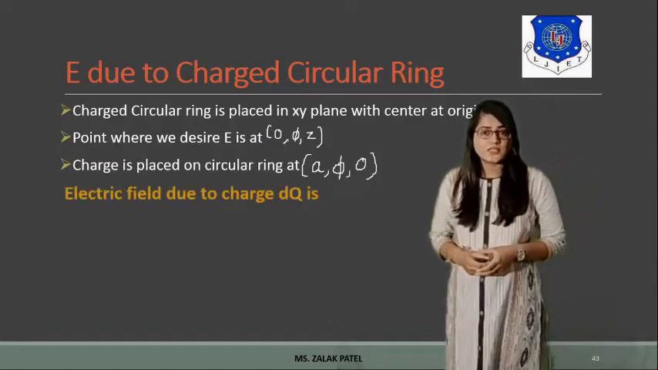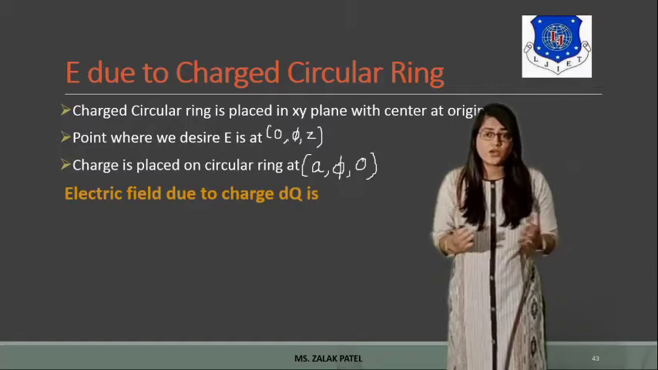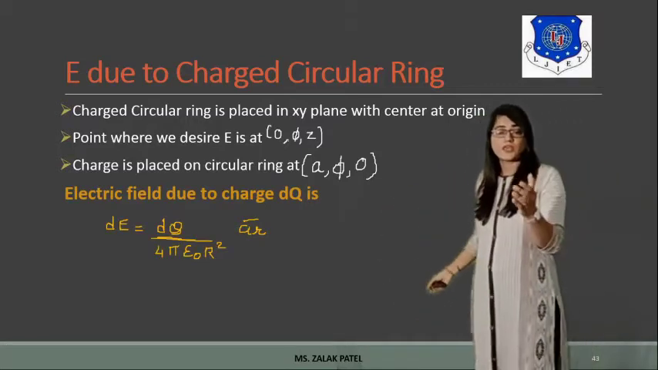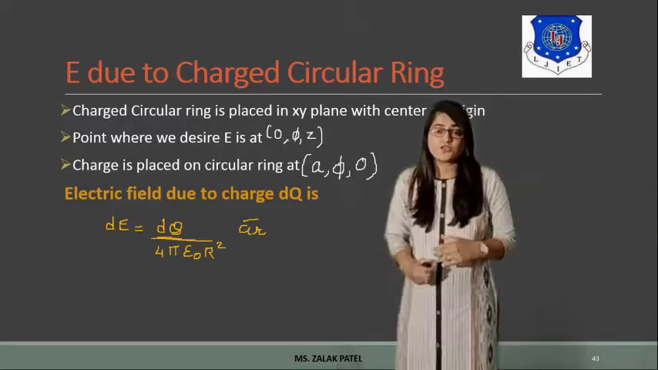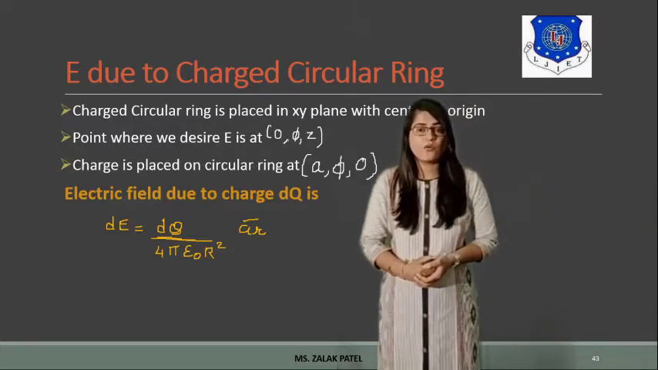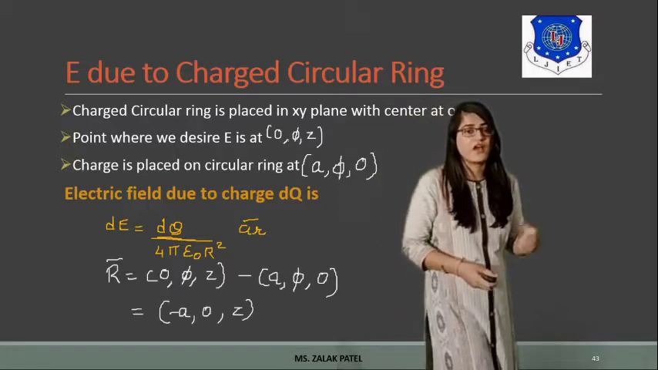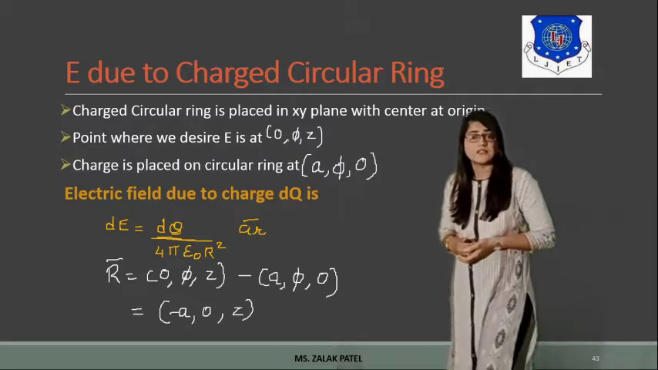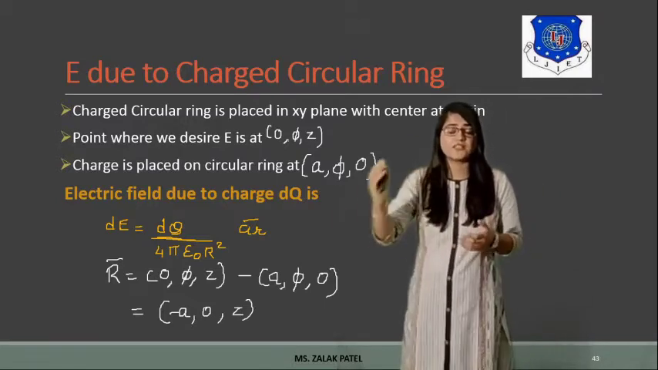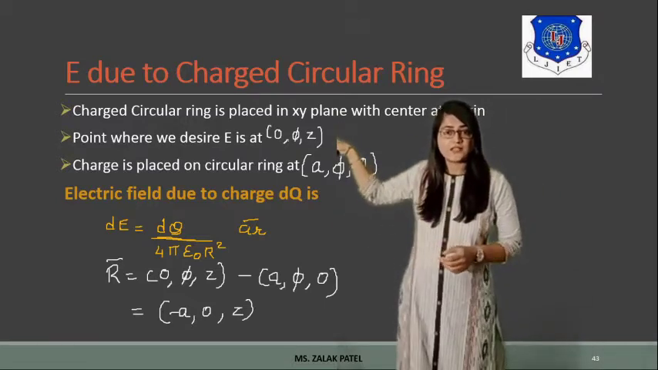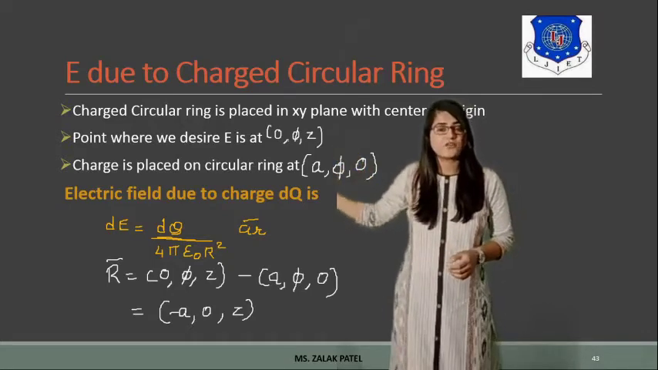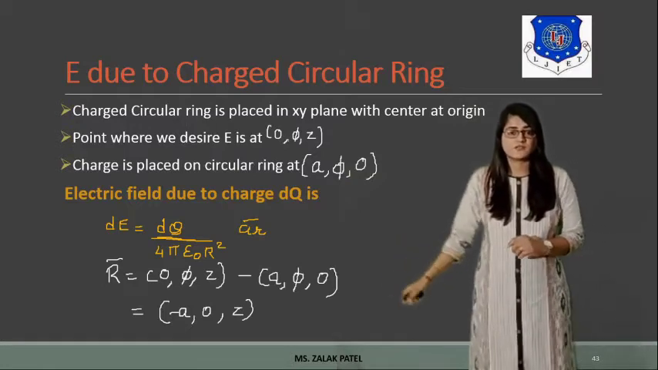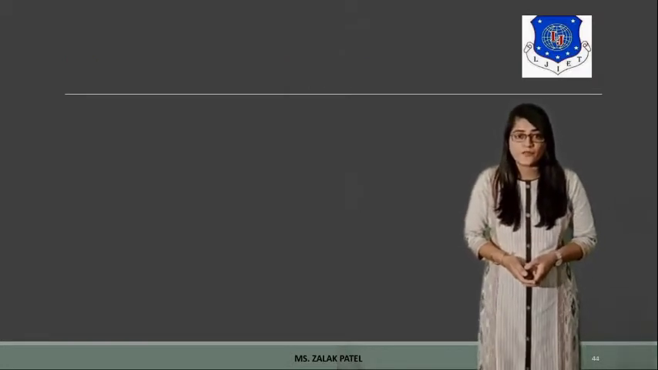So electric field intensity due to the charged circular ring, that is dq, is given by E bar equal to kq upon r square ar bar. So differential charge means dq upon 4 pi epsilon 0 r square ar bar. Here again we get the value of r. R is the point where we desire field intensity minus the point where the charge is located. So desired point is 0, phi, z, and the charge is located at a, phi, 0. So if you put both the values, it will be minus a, 0 and z.